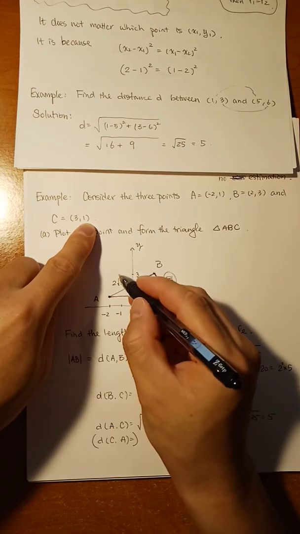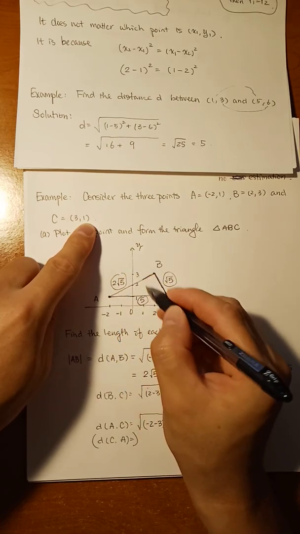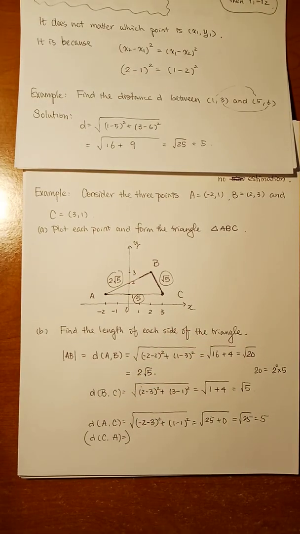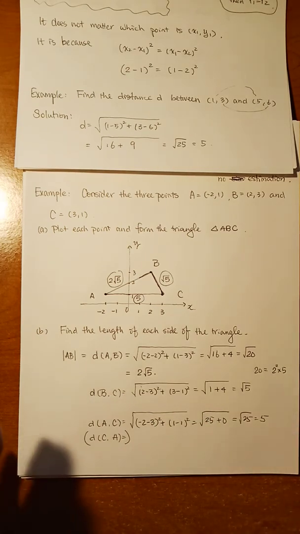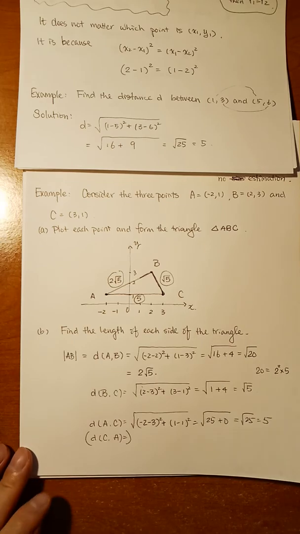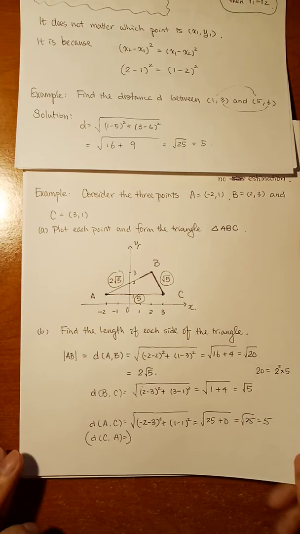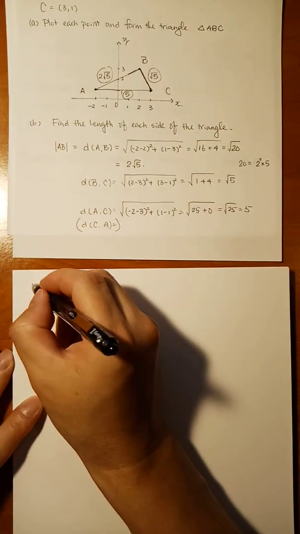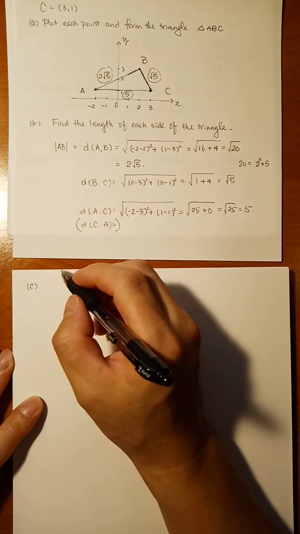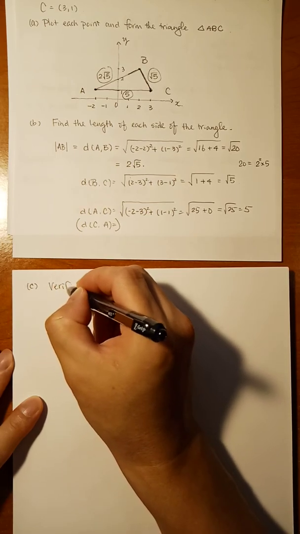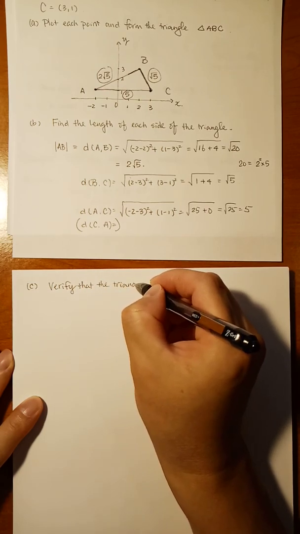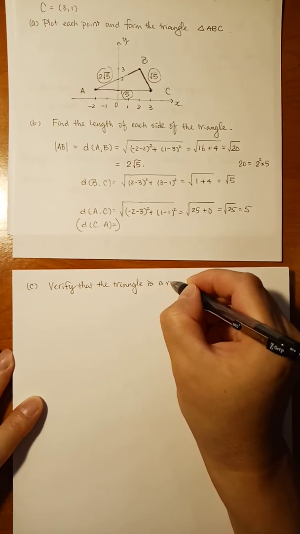Well, those numbers are the lengths of the sides, not the coordinates. All right? Okay, so we finished part B. In part B, we only need to find the length of the 3 sides. Okay, part C. Verify that the triangle is a right triangle.